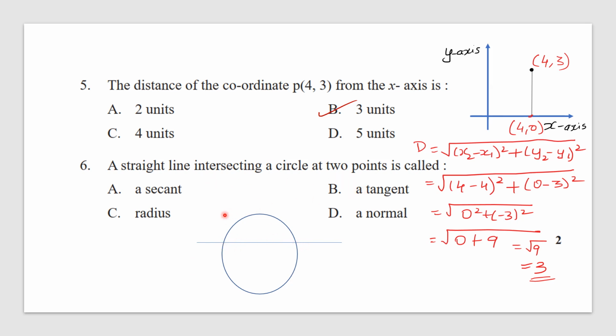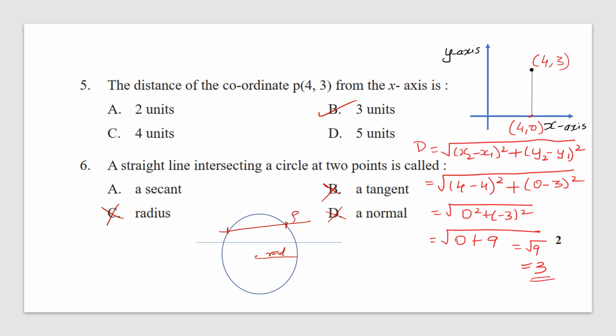So tangent means a line should be on the surface of the circle, right? So option B is not correct. Okay, normal, there is no option like normal and all. Radius means it starts from the center and then this is what the radius. So radius also is not possible because it is not intersecting 2 points. Okay, definitely a secant. Secant means two lines intersecting a circle.